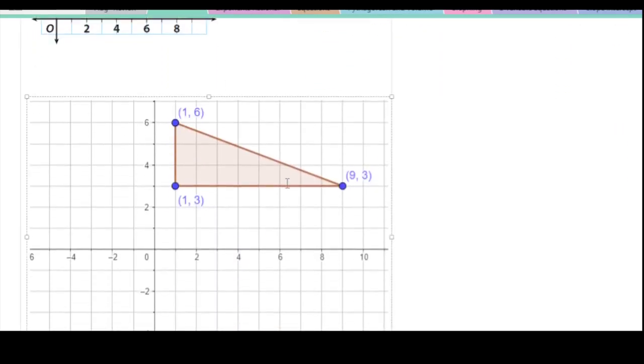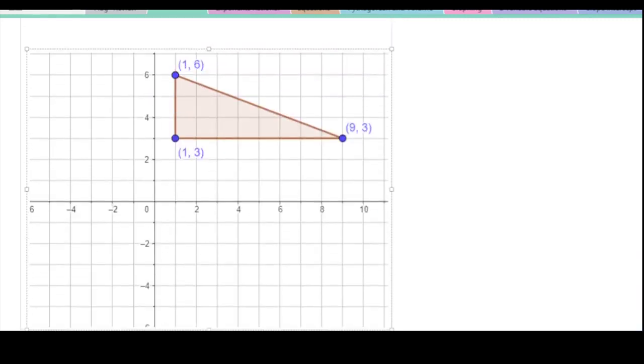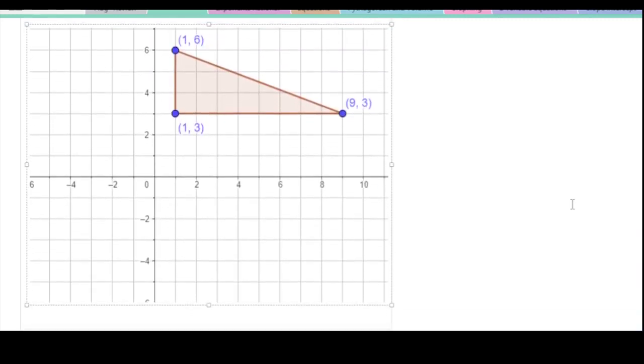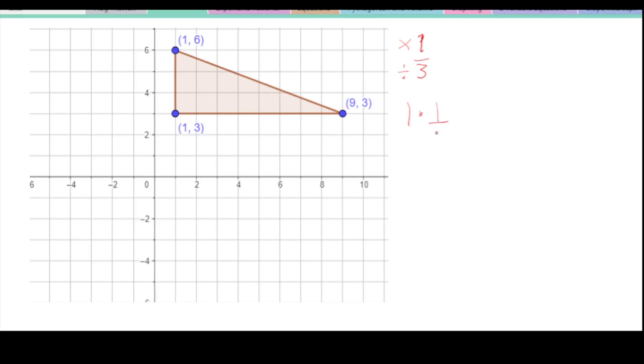So if we are trying to scale something, let's say we want to scale this shape here by a factor of 1/3. Now, don't let the fraction scare you. That just means divided by 3. Remember, my numerator is a multiplier, and my denominator is a divisor. So I'm going to take the 1 and multiply it times 1/3, which means times 1 and divided by 3. And that gives me 1/3 on the x-axis.